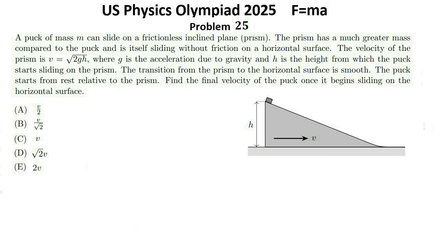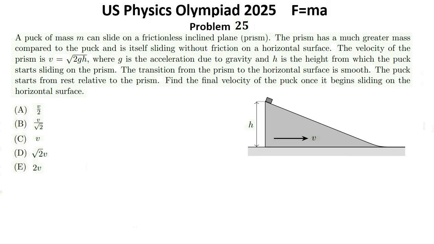Problem 25. A puck of mass m can slide on a frictionless inclined plane, a prism. The prism has a much greater mass compared to the puck, and is itself sliding without friction on a horizontal surface. The velocity of the prism is v equals square root of 2gh, where g is the acceleration due to gravity and h is the height from which the puck starts sliding on the prism. The transition from the prism to the horizontal surface is smooth. The puck starts from rest relative to the prism. Find the final velocity of the puck once it begins sliding on the horizontal surface.